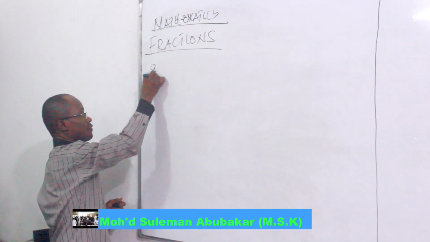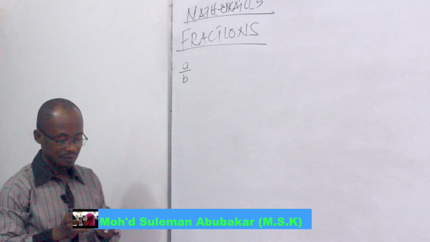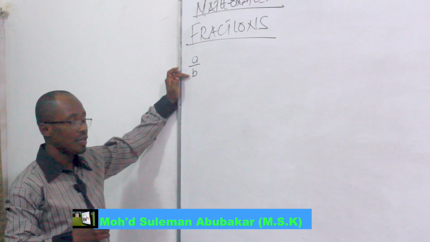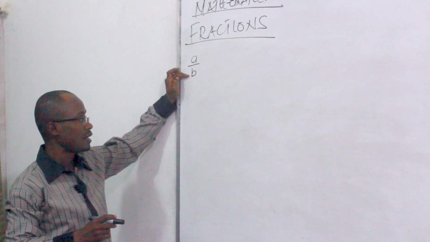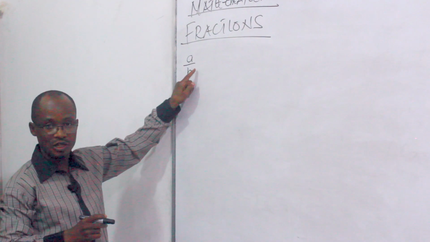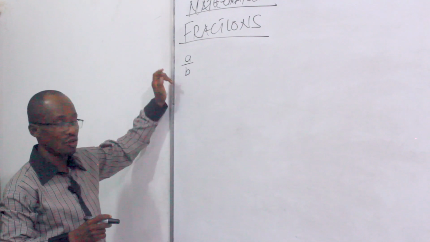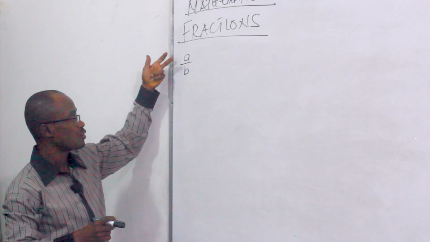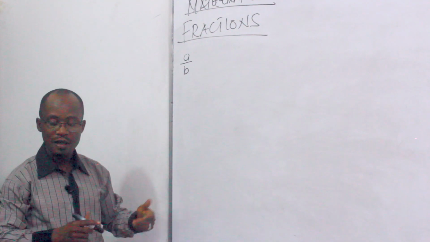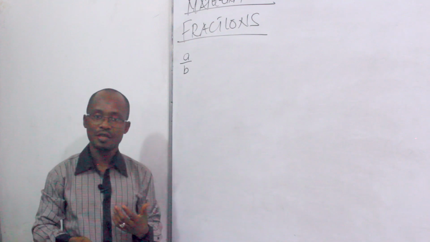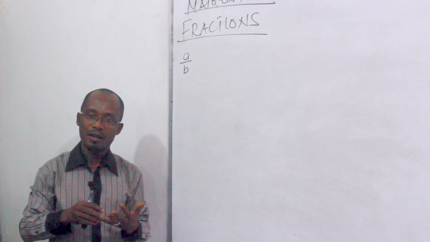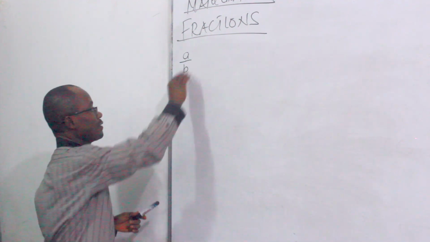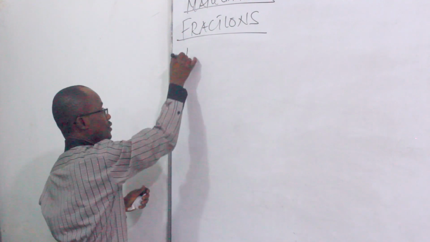Example, A over B. This is a fraction. A here is called the numerator, while B is called the denominator. This slash is the division line that separates the numerator from the denominator. So based on the magnitude, that is the size of the numerator and denominator, a fraction can either be proper, improper, or mixed fraction. When we say proper, we have types of fraction.